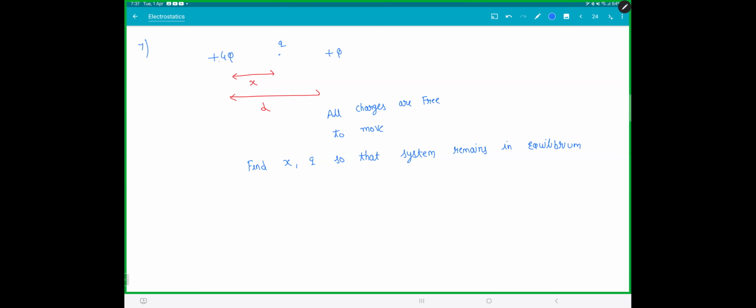And just to give an idea, 4q and plus q will repel. So I can roughly guess q has to be negative. It should attract both of them inwards so that they don't fly away. So the whole system is in equilibrium. 4q is in equilibrium, q is in equilibrium, capital Q is in equilibrium.